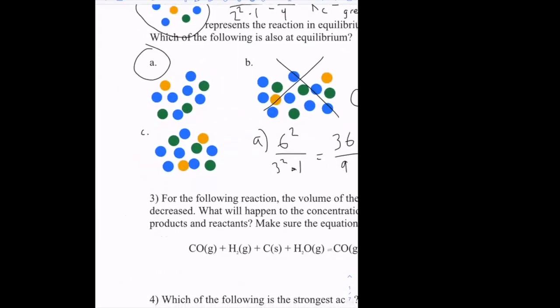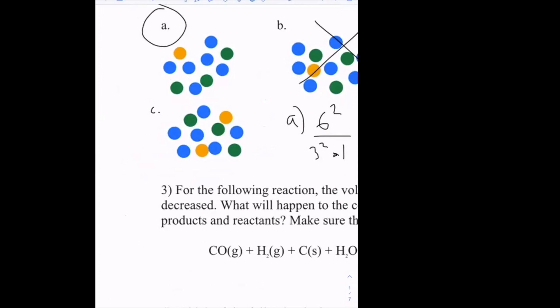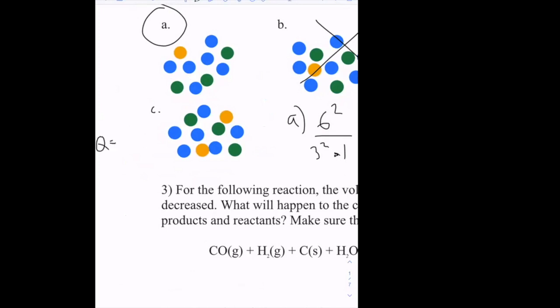Lastly, I'll do C. And so looking at C, it's going to be a pretty similar problem. So looking at this, we have 1, 2, 3, 4, 5, 6 blues. So remember Q equals, in this case, 6 squared divided by 3 squared for the greens times 2 for the oranges. And that gives us 36 over 18, which also equals 2. So this one isn't at equilibrium either.